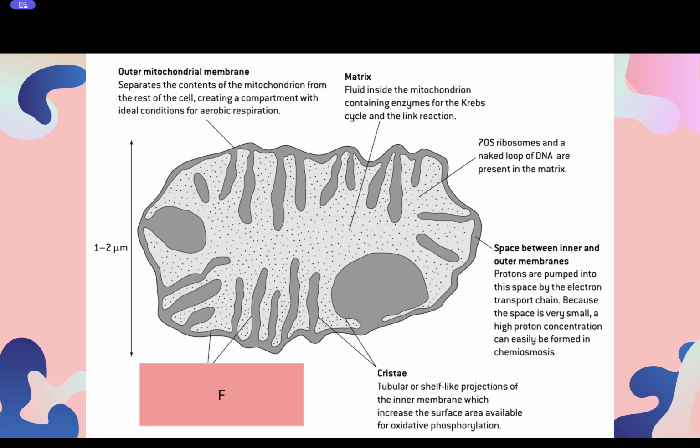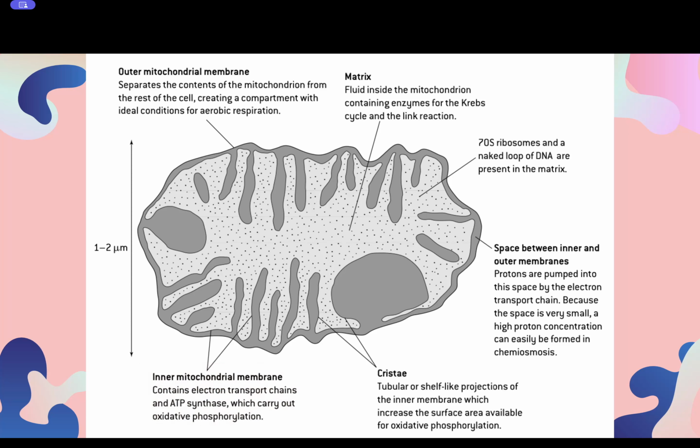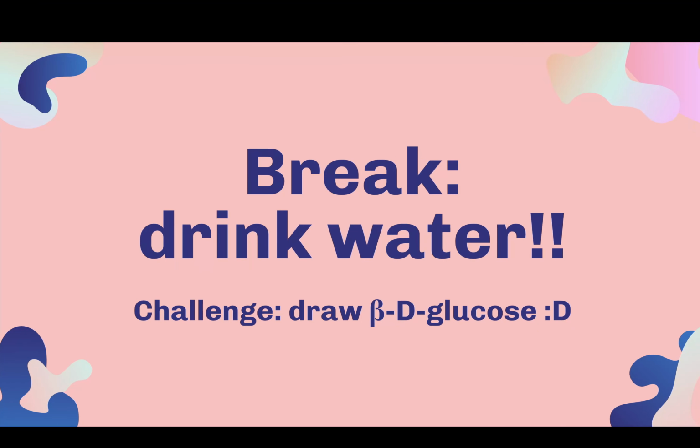The next is cristae. This is kind of part of the inner membrane, and it basically increases the surface area for oxidative phosphorylation, because oxidative phosphorylation happens really close to the membrane, and by increasing the surface area, it just increases how much happens at one time. The last one is the inner mitochondrial membrane. By having two membranes, the inner membrane can have proton pumps that create the electron transport chain as a whole. Okay, we're at a break.